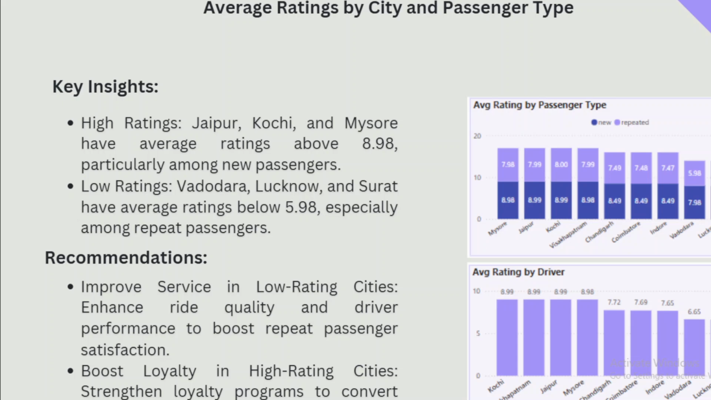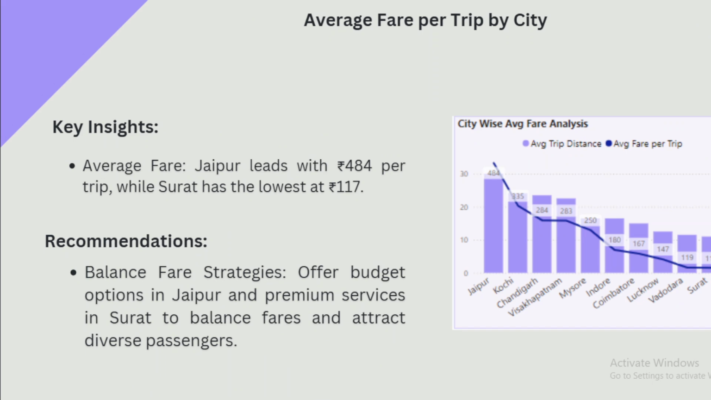Average ratings by city and passenger. The highest rating was received by Jaipur and Kochi, and the lowest rating was received by Vadodara and Lucknow. We have to try to improve the services in low rating cities like Vadodara and Lucknow, so that we can improve our performance. Average fare per trip by city. Jaipur leads with 484 rupees per trip, while Surat has the lowest at 117.